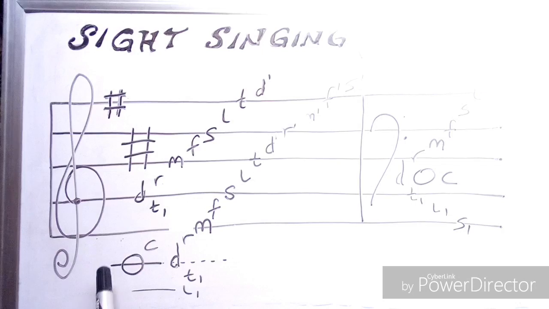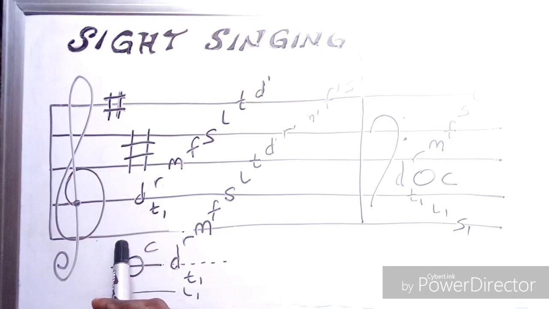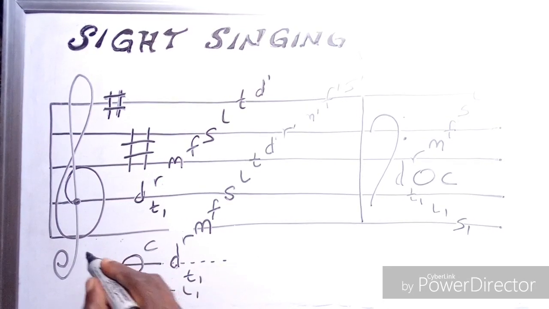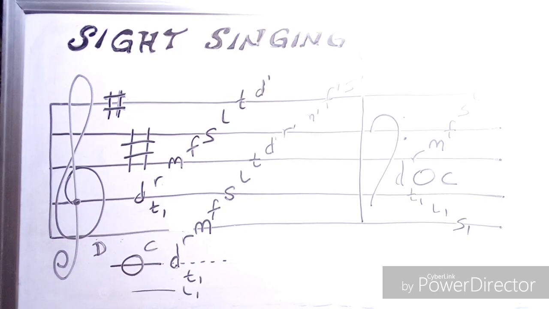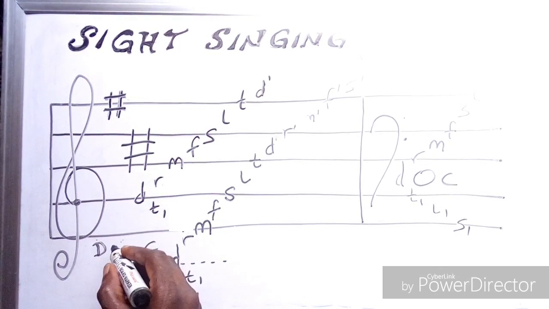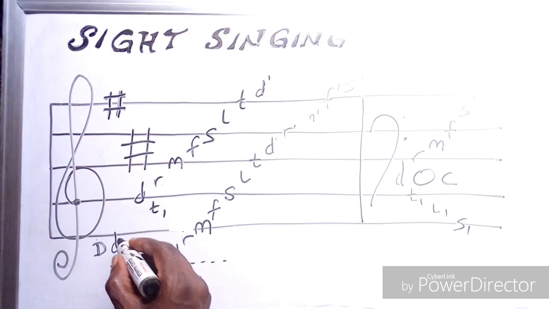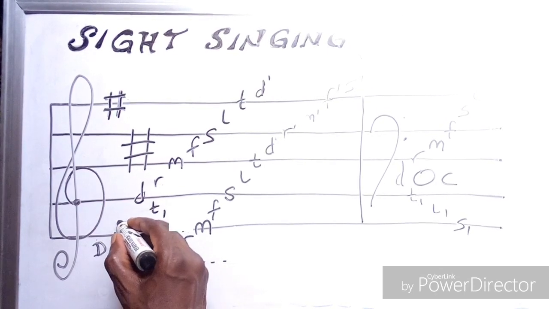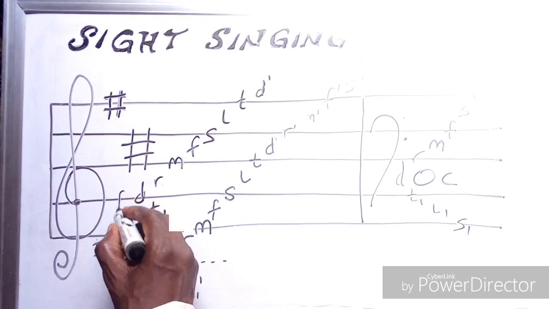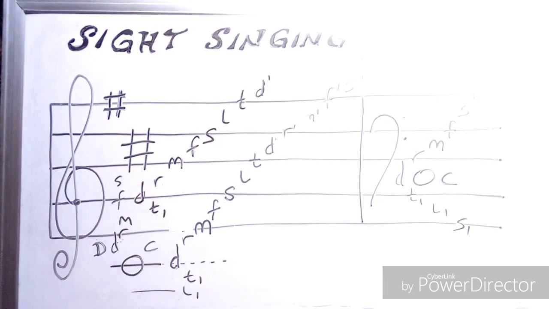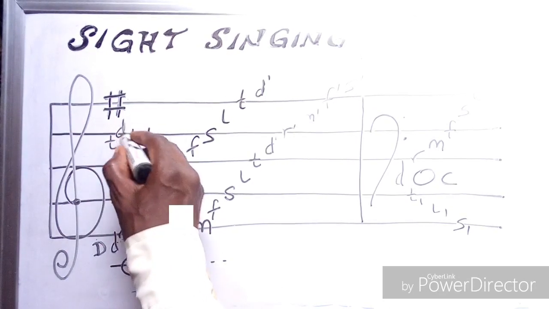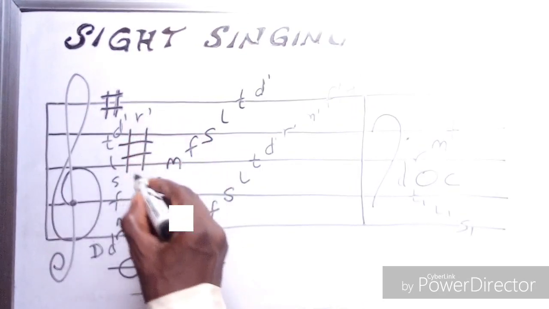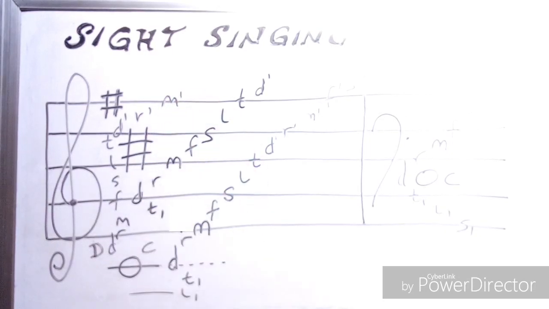What happens? Where do we have our D? This is C, and then this space becomes what? D. So if this space below the treble staff is D, that means our tonic for the diatonic scale of D major starts from here. This becomes what? Do. Then the line becomes re. Here becomes mi. This line fa, so, la, ti, do, re, mi.